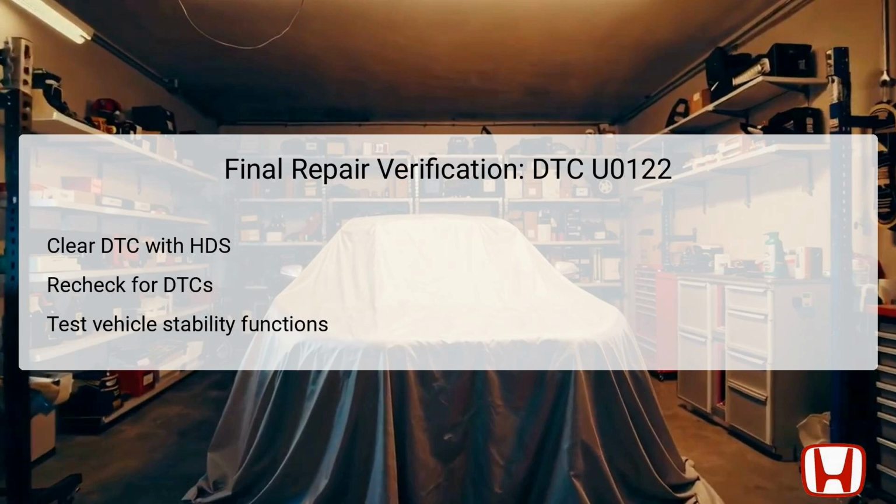Further, testing the vehicle's stability functions is essential to confirm that the VSA and ABS systems are now operating correctly. This step is pivotal for ensuring that all safety features related to stability and braking are fully operational. If the DTC reappears after this process, further investigation into potential underlying issues may be required, emphasizing the importance of thorough diagnostics.